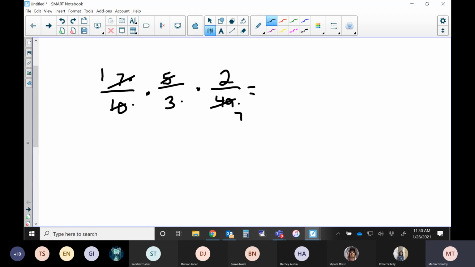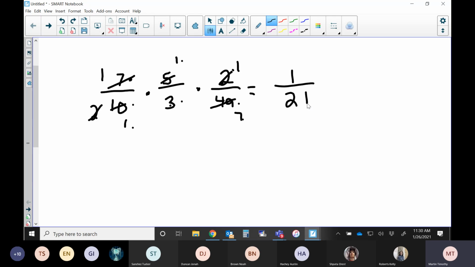5 and the 10 have something in common. 5 goes into that 5 one time. 5 goes into that 10 two times. And then finally, the 2 can cancel out with a 2, leaving me with a 1 here and a 1 here. And 1 times 1 times 1 is 1 over 1 times 3 is 3 times 7 is 21. So 1/21 would be my final answer for this one.